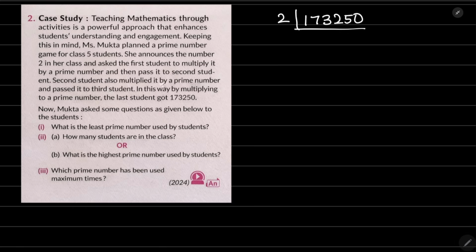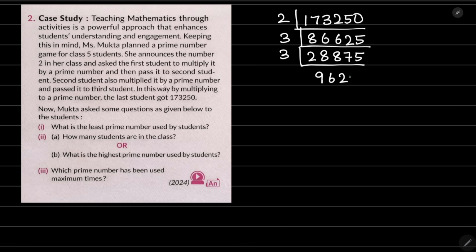Start with the lowest prime number 2. 2 8s are 16, 2 6s are 12, 2 2s are 4, and then 5. So 86,625 is left, and it's ending with 5, so let's go with 3. 3 2s are 6, 3 8s are 24, 3 2s are 6, 3 7s are 21, and 5, which is 28,875. Again let's go with 3. 3 9s are 27, 3 6s are 18, 3 2s are 6, and 3 5s are 15, so 9,625.